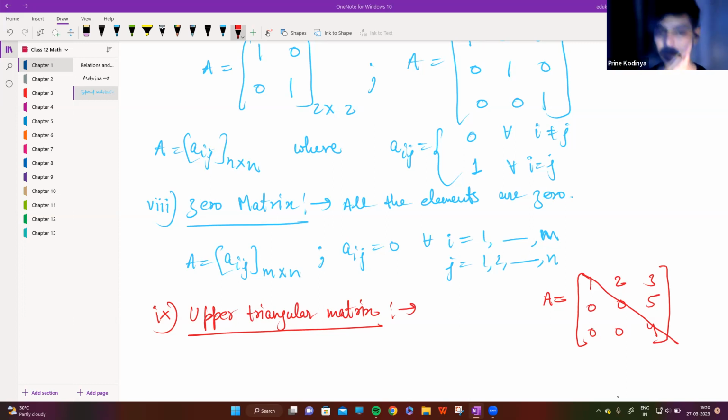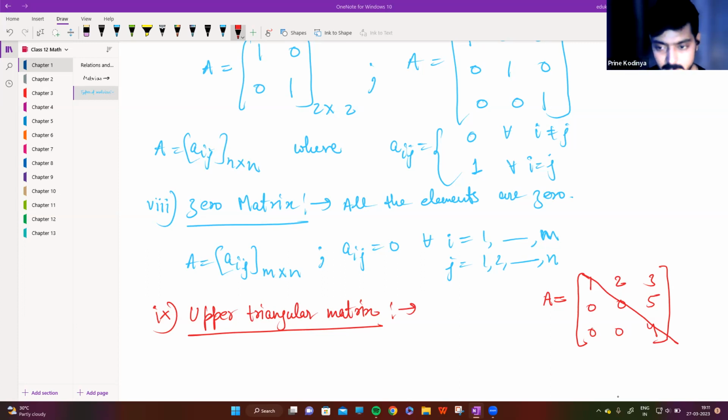What are diagonal elements? Those which belong to the same row and same column. In a square matrix, all the elements which belong to the same row and same column are known as diagonal elements, right? So A11, A22, A33 in this 3 cross 3 matrix are the diagonal elements.